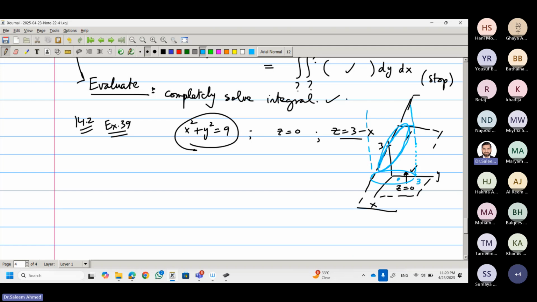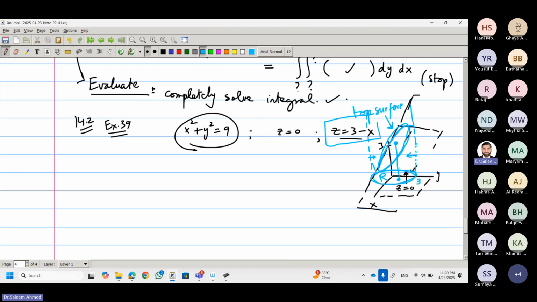So my bottom surface is z equals 0. My top surface is this plane. It is not the cylinder. The cylinder is on the sides. The cylinder will give me this R because it is the side. We are inside the cylinder. So this is my top surface, basically, this one.